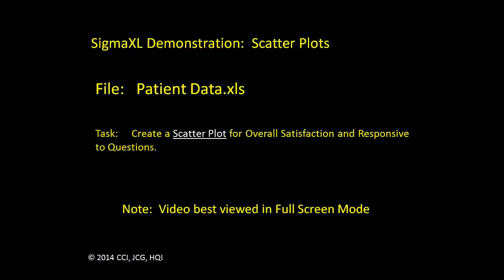This demonstration will focus on scatterplots, which is a quick way to see if there's a linear relationship between two variables. We'll use the file patient data, and someone has a theory that overall satisfaction and being responsive to patient questions might be related. The scatterplot will tell us at a glance if that's true. We'll also demonstrate an advanced feature called a scatterplot matrix. Let's open our file and begin.